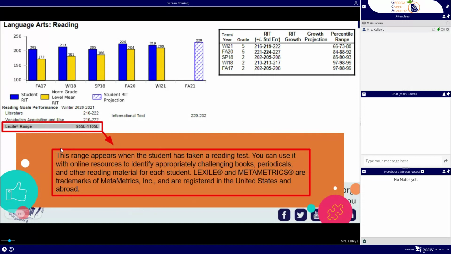All right, Lexile range. This is important for the language arts reading exams. This can tell you the student's Lexile score, so approximately what grade levels they're reading at. You can use it to help identify online resources, and to find books, periodicals, things like that that challenge them.